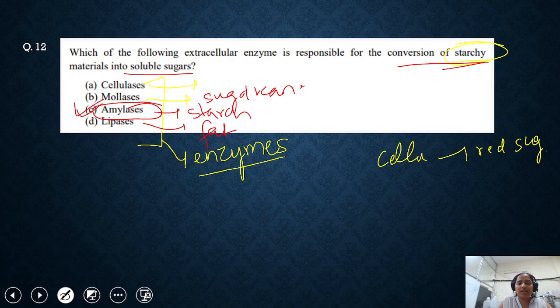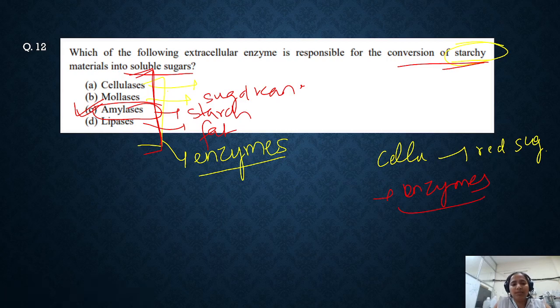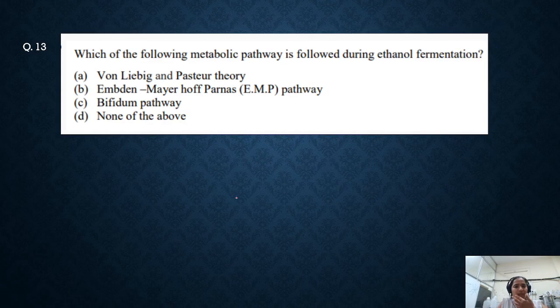So for this, answer is C, but you must know all four enzymes, or even other enzymes that you can find in different books. You must know the function of these enzymes, a few major enzymes. Not all the enzymes you can learn, but the major enzymes you must know. So for this, answer is C.